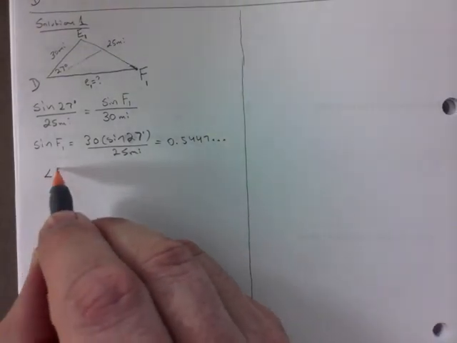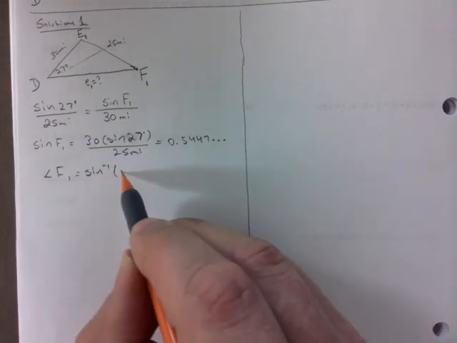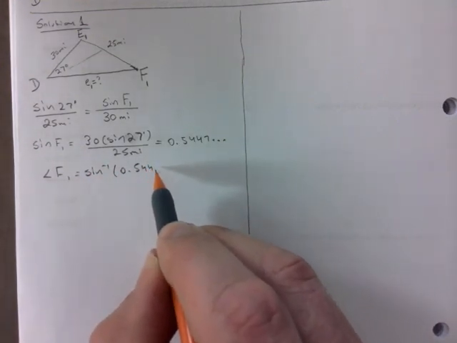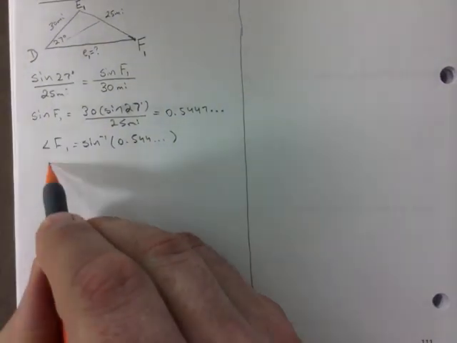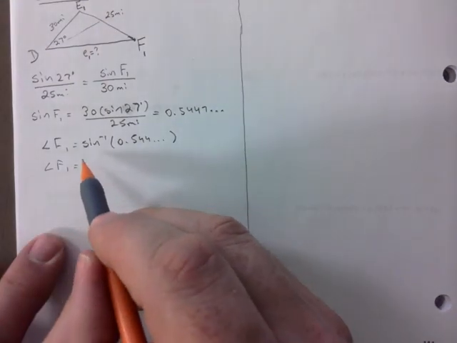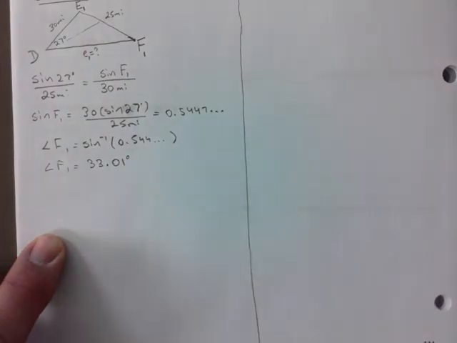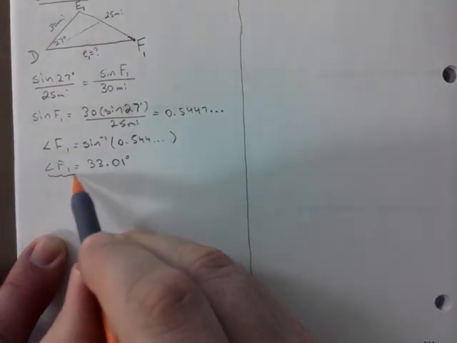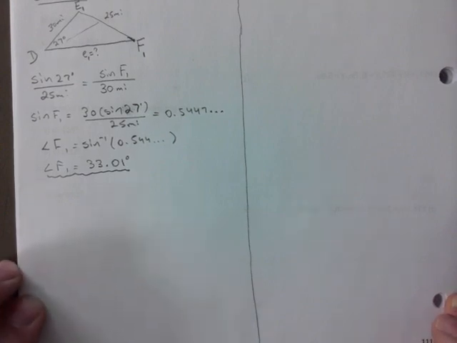So angle F1 is sine inverse of 0.544 and so on. Angle F1 turns out to be 33.01 degrees. I don't think this is anything new to you, right? I'm going to underline that because that's important. Keep going.